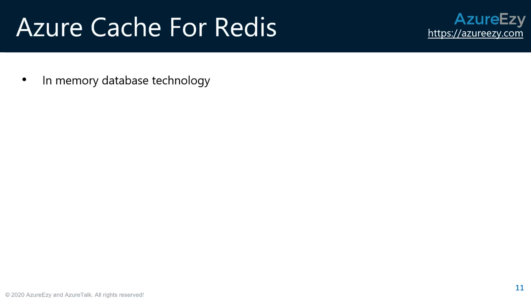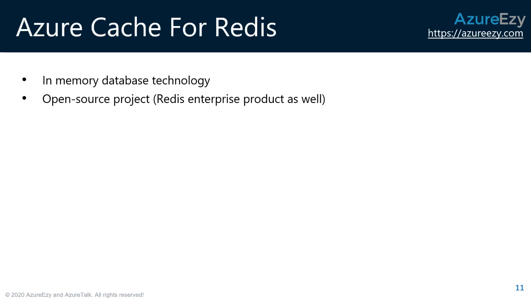Okay. Now, Azure Cache for Redis helps in this particular way. So why is Redis very popular nowadays? It is popular because of this. It is an in-memory database technology, or we call it an in-memory data store technology. This is based on one software called Redis. Redis is actually an open source project.